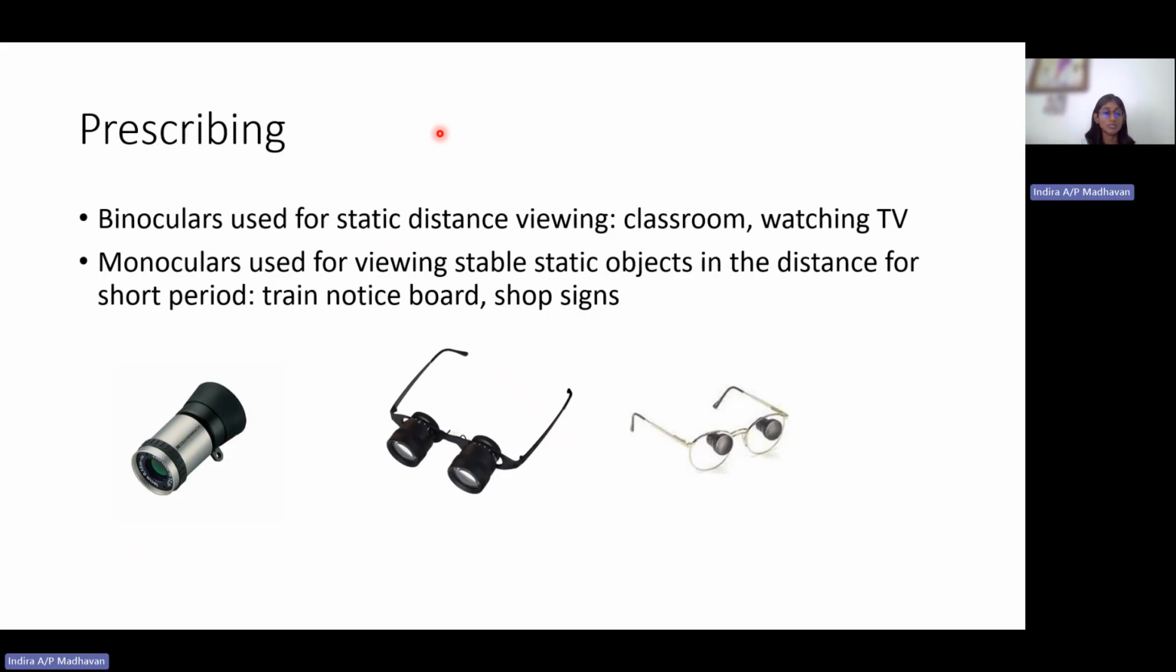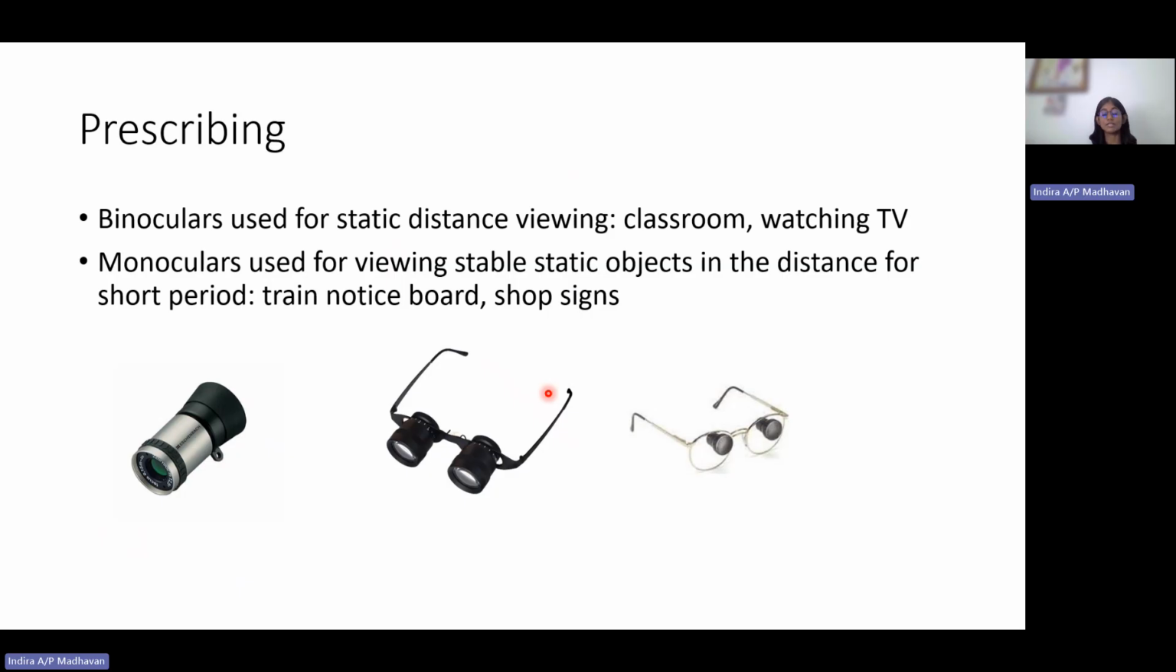You just need to take this monocular telescope, put it in front of the eye, and then you will be able to see things clearly. So that is monocularly prescribed. If the patient wants to use it in the classroom or watching television, this too will be good. One thing that you have to remember when it comes to telescopes: you cannot prescribe a telescope for a patient who wants to walk with it, run with it, or drive in Malaysia. This you cannot prescribe with a telescope.